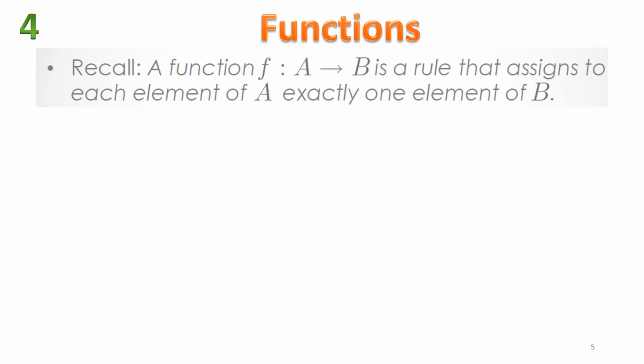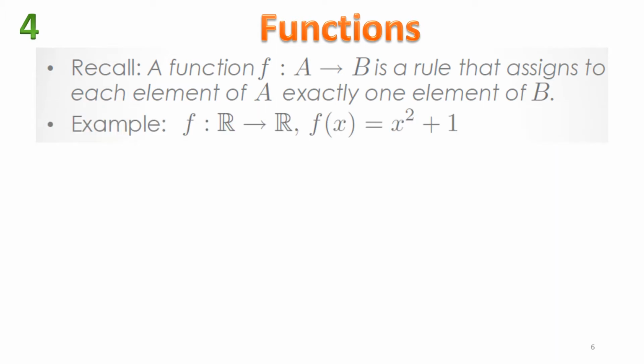A mathematical function f, a mapping of a set A to B, is a rule that assigns to each element of A exactly one element of B. Let us deal with a simple example.